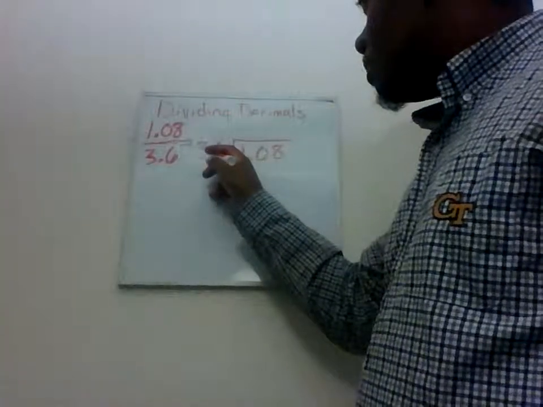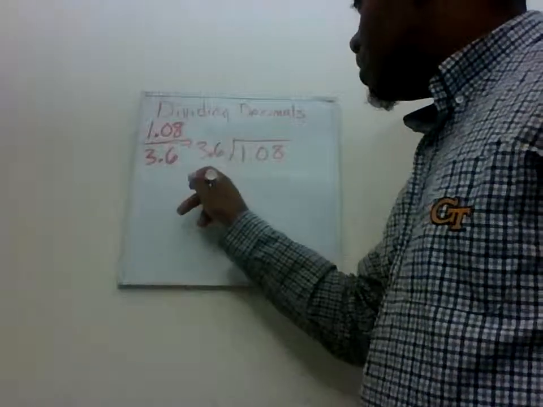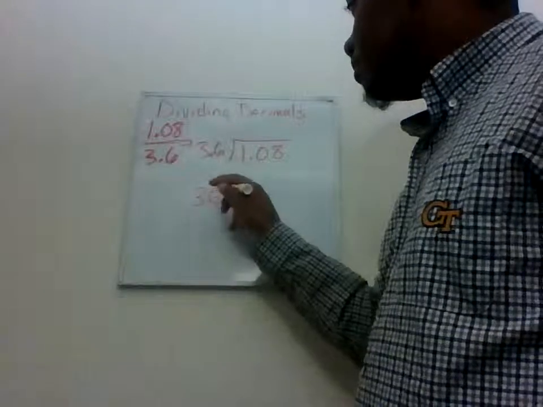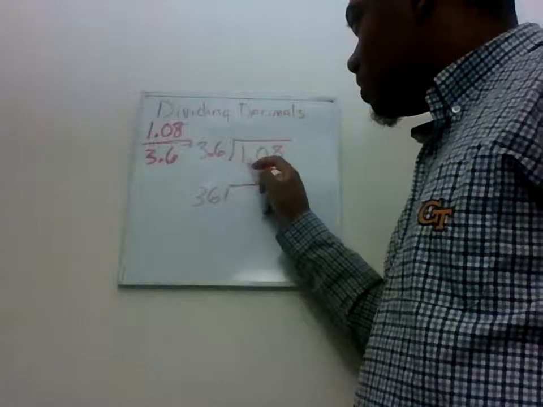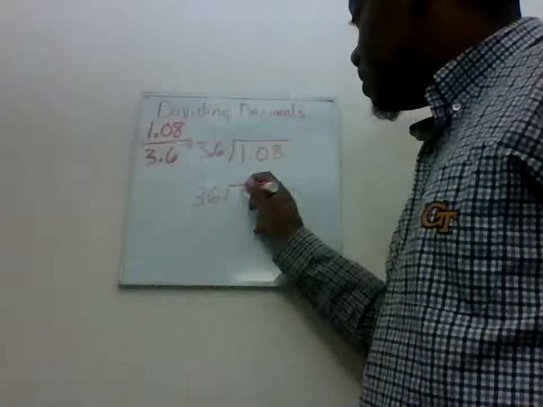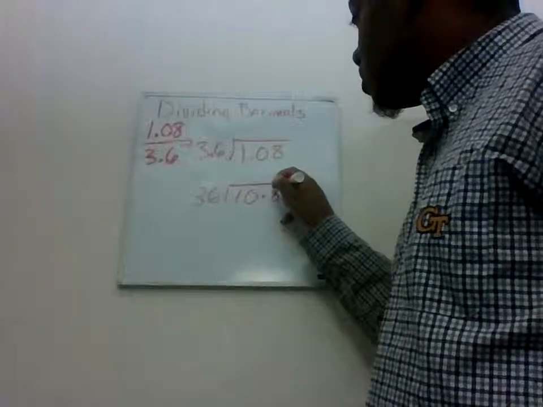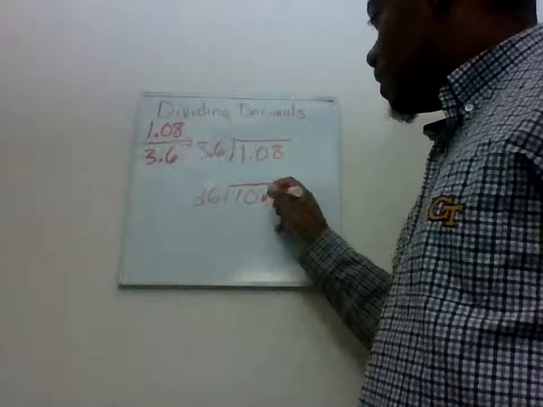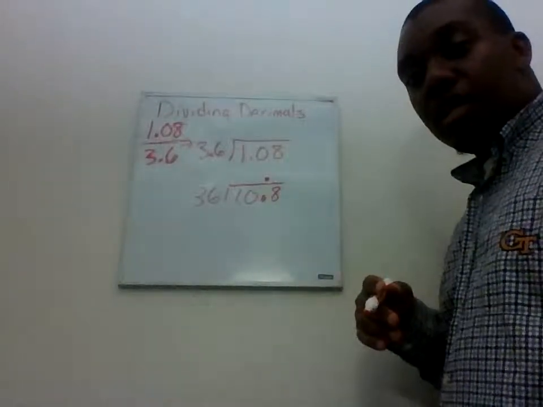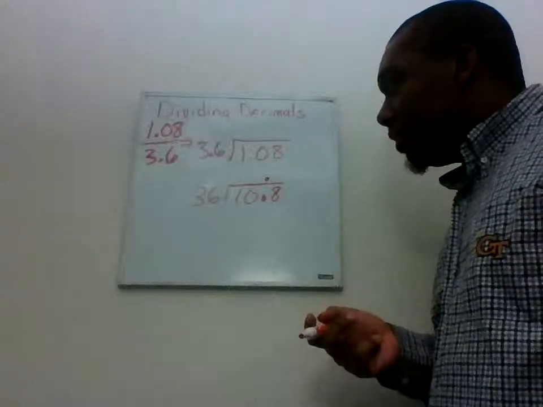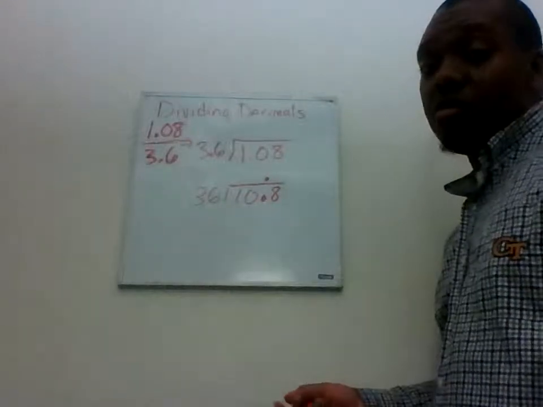Let's change this by moving the decimal over. Let's change this to 36. Well, if we move the decimal over here, we should also do the same in the dividend. So this is going to be 10.8. That tells us in our answer we'll have a decimal here. Now this we can work with because this is just like what you did before. It's a whole number there.